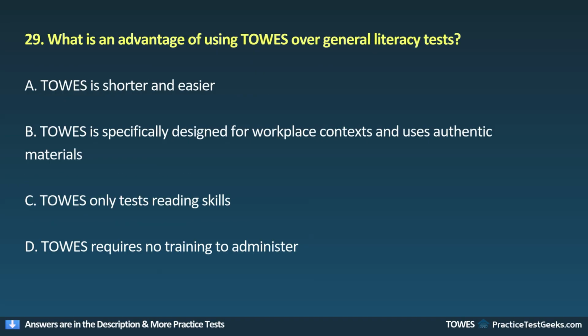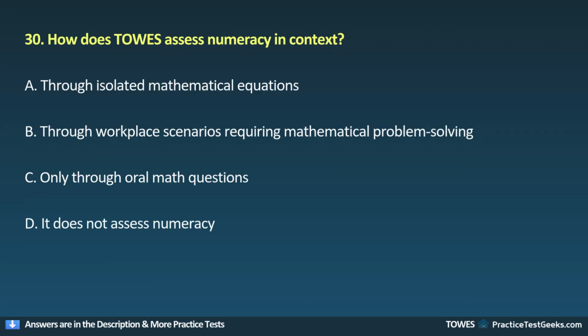29. What is an advantage of using TOWES over general literacy tests? A. TOWES is shorter and easier. B. TOWES is specifically designed for workplace contexts and uses authentic materials. C. TOWES only tests reading skills. D. TOWES requires no training to administer.